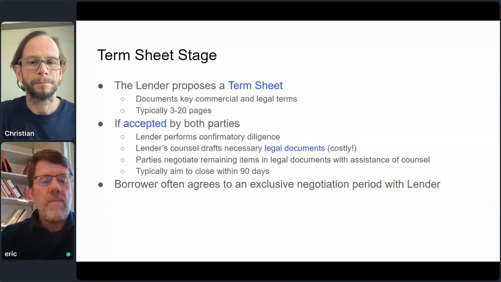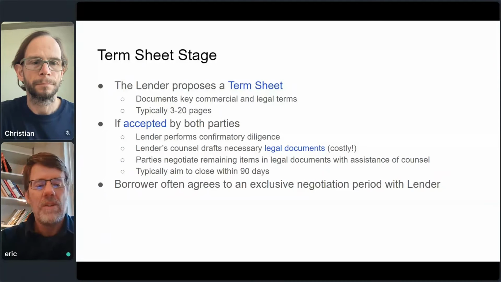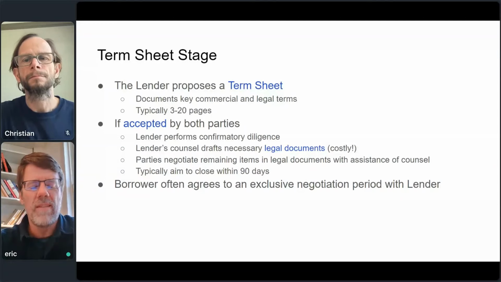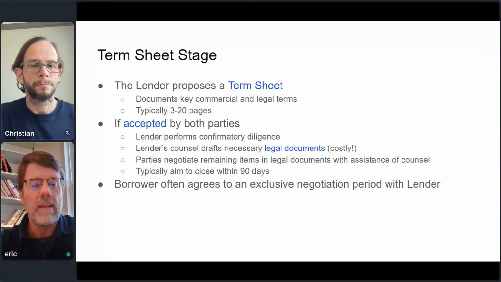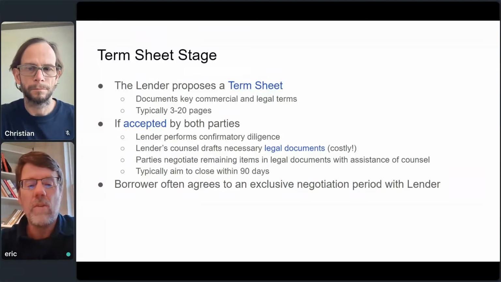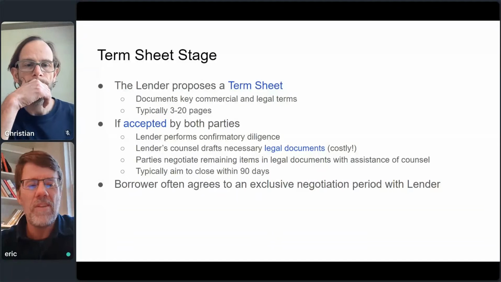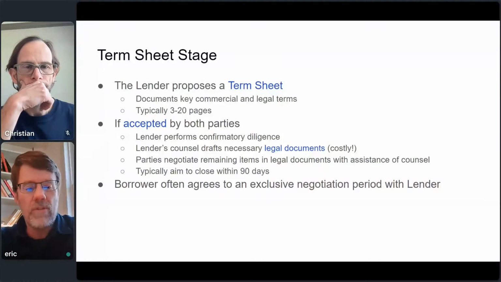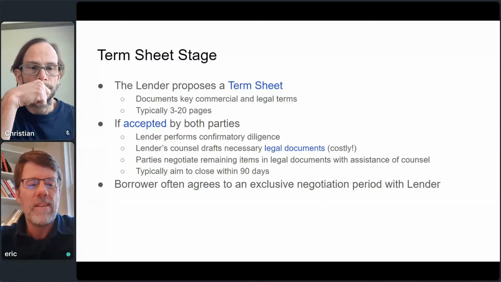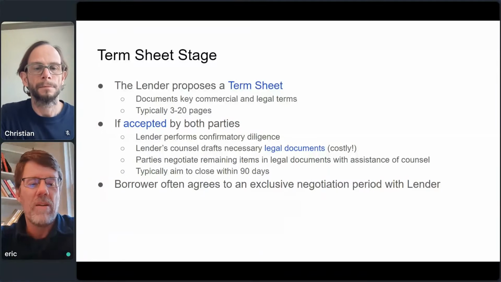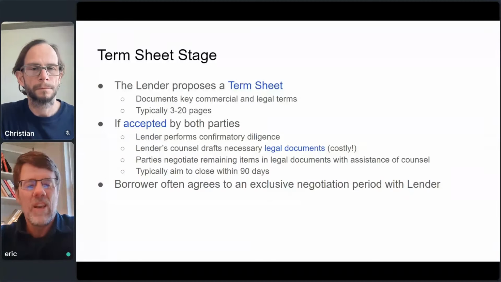And usually the aim is to close this within 90 days. You want to drive to a close. You want a sense of urgency. Sometimes people will have to extend it, but the goal is to really get this thing done. And then typically a borrower in the real world will agree to an exclusive negotiation period with the lender. Because if you're a lender and you say, look, if everything you told me is true, I'll do this deal at these proposed terms, you don't want the borrower then doing that with 3 other lenders, and then getting to the last minute and saying, oh, sorry, we have a better deal. So a lender is typically going to want that kind of exclusive period for, say, 3 months.